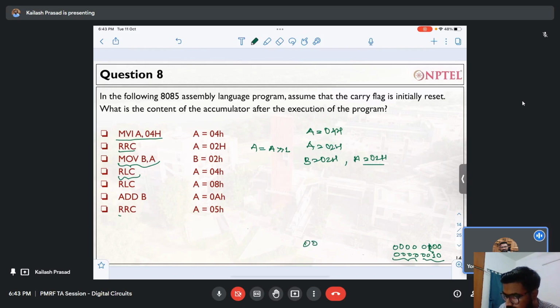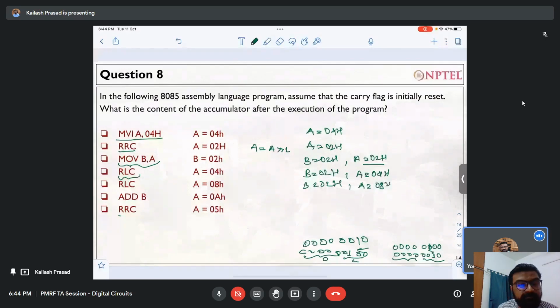So 0 0 0 0 0 0 1 0 has to be shifted left. It means 0 0 0 0 0 1 0 0, so it will be 0 then 4. So after this step, B remains at 02H, but A has changed to 04H. Again a shift on the accumulator, so B will again be the same. However, A will become 08H.